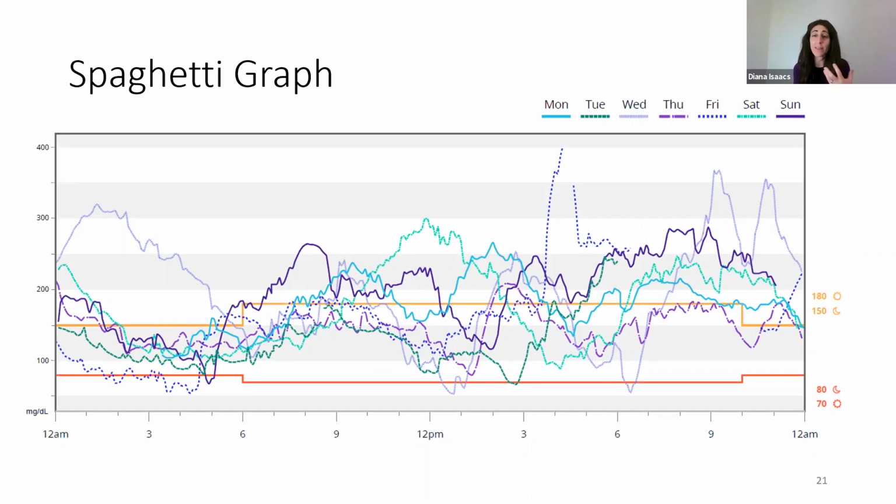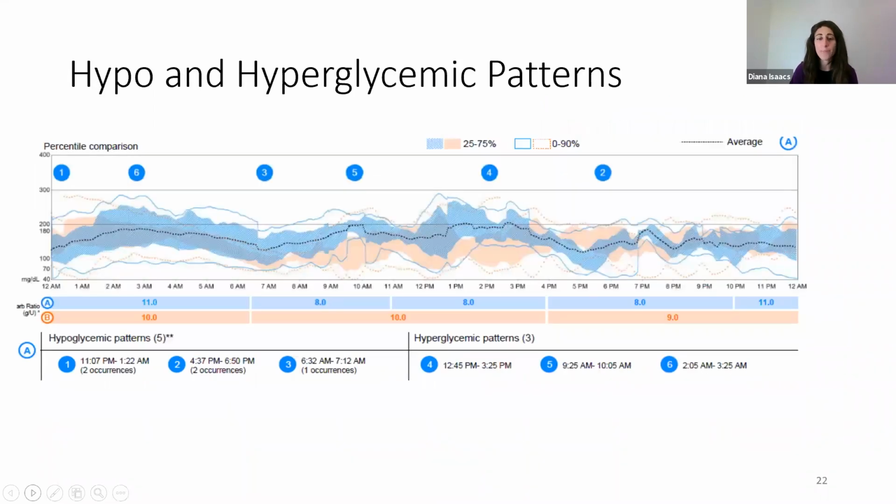The idea is to find the patterns. Sometimes though, you may miss the extreme episodes of hypo or hyperglycemia. And that's where a spaghetti graph can be really useful. And I can see in here that for sure there are some times where there are episodes of hypoglycemia. And so I can address that through looking at this visualization.